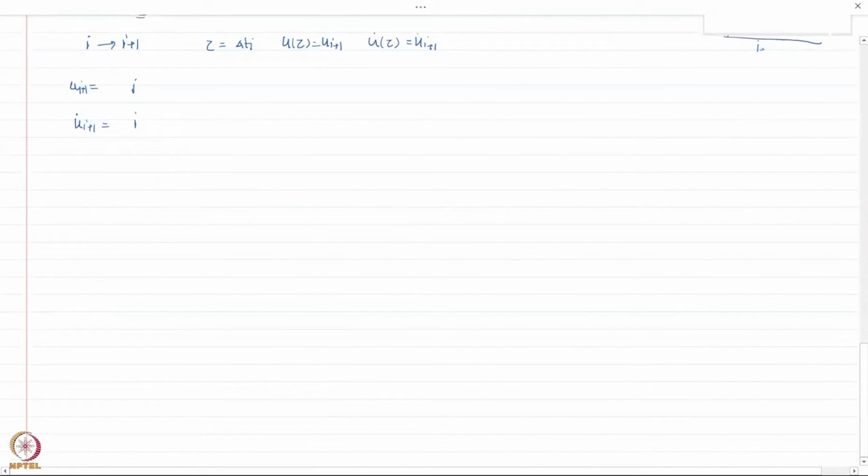Now these can be arranged and the solution can be written in this form: some constant times u_i plus another constant times the other terms, and you can derive that and see what those constants are.